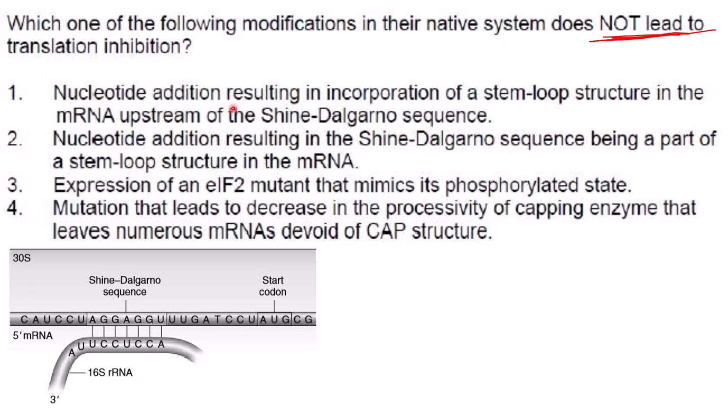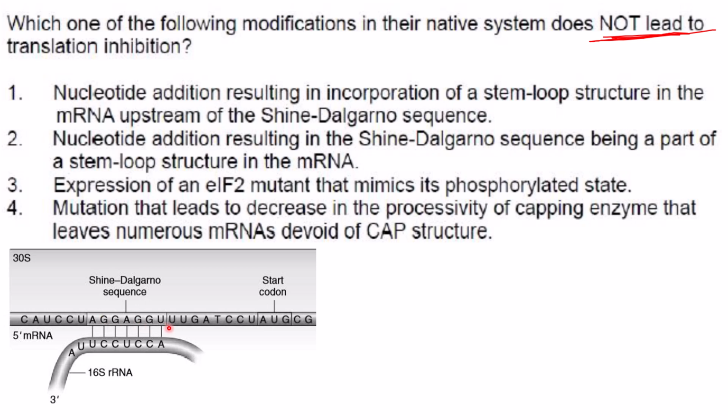So nucleotide addition resulting in incorporation of a stem loop structure in the mRNA upstream of the Shine-Dalgarno sequence. Now what is this Shine-Dalgarno sequence? You all know, but still I am just brushing up your memory. It is a sequence that will help in the binding of the ribosome to the mRNA. So the ribosome has to be bound for translation initiation.